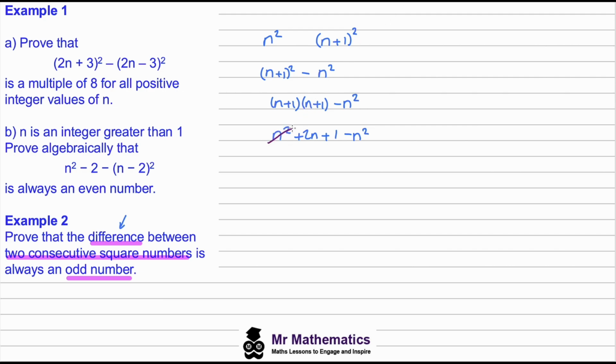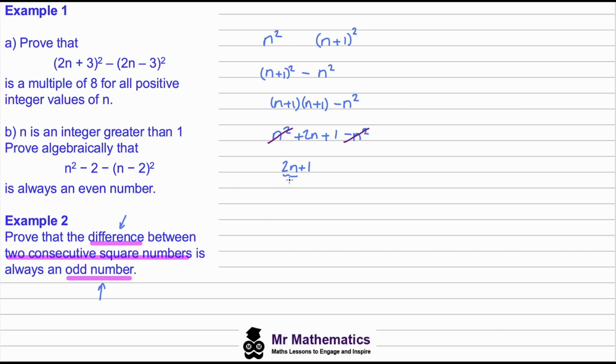Yeah, we can collect the n squared terms. These will cancel to make 0. So we've got 2n plus 1. And how do you think we're showing this as an odd number? This is what we were asked to show.